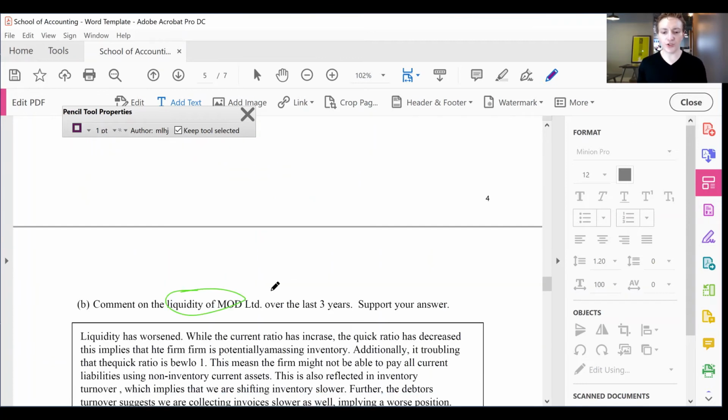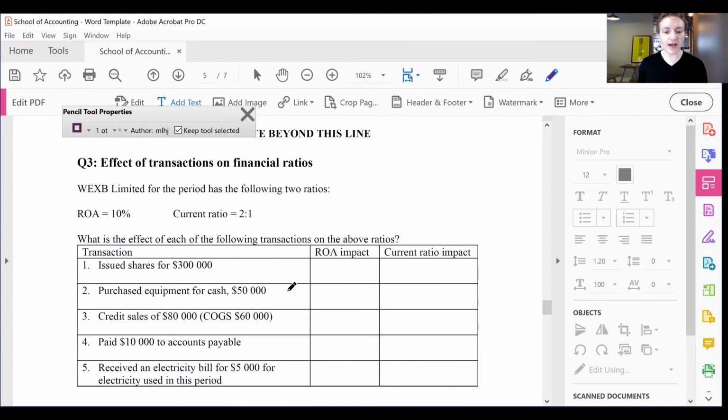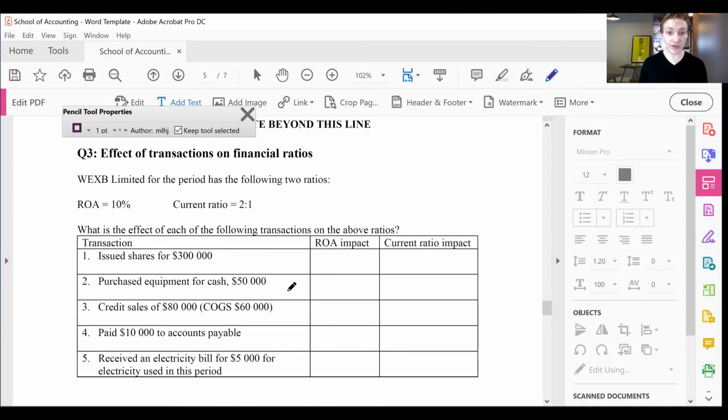We can then move on to the next question here. So the next question is you're effectively being asked about the impact of various transactions. And you're being asked about the impact of these for this company. The company in question has an ROA of 10% and a current ratio of 2 to 1.